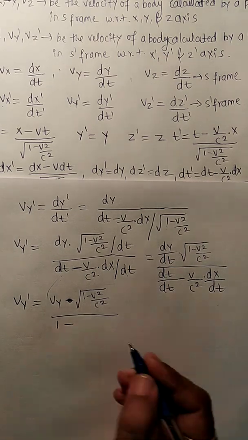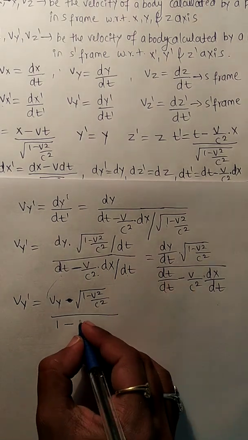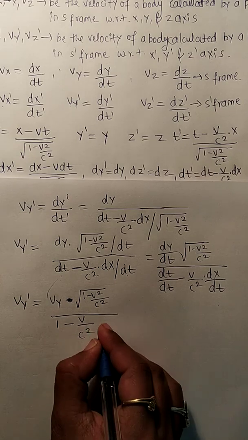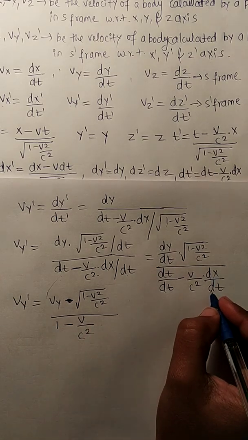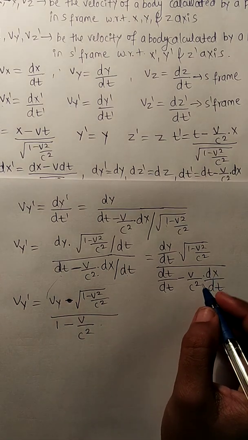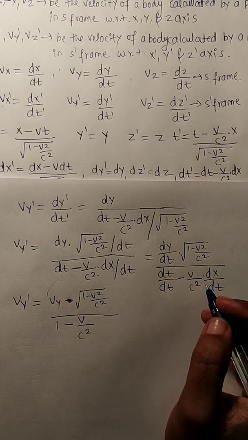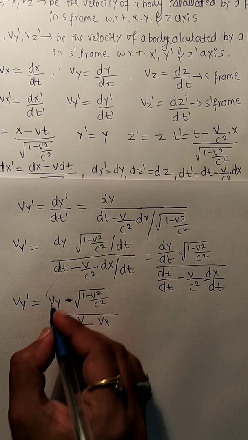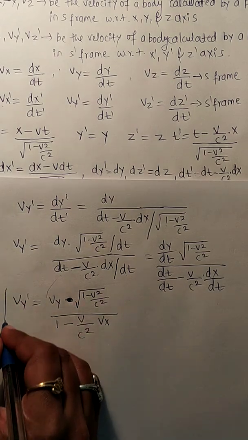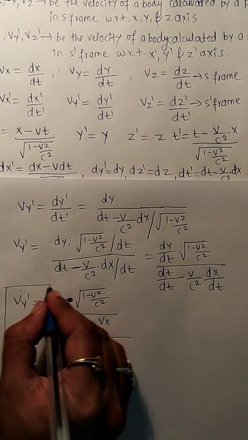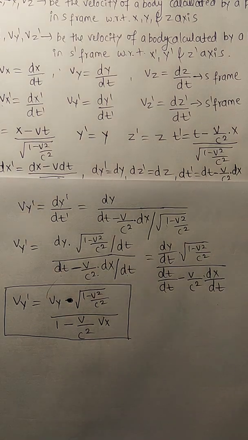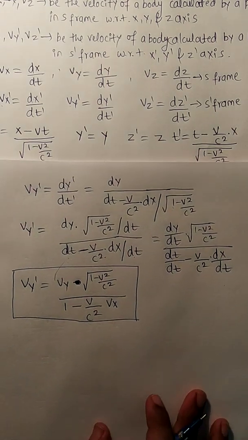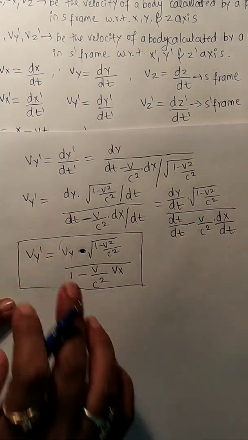so what will we get? 1 minus v by c square into, what is the value of dx by dt? The value of dx by dt is nothing but φx. So it is φx. Now this is the value of φy dash. φx dash we already calculated. This is the φy dash value.